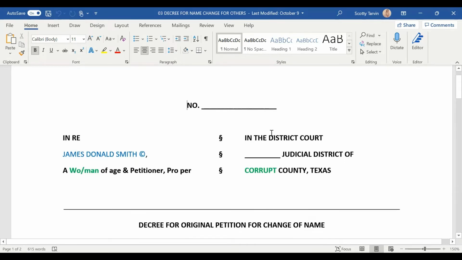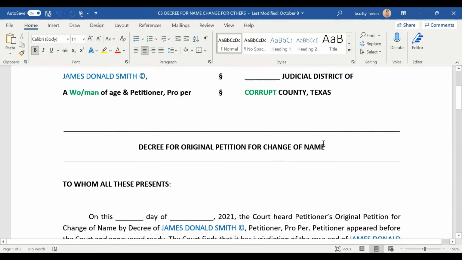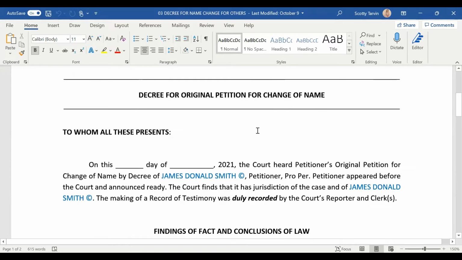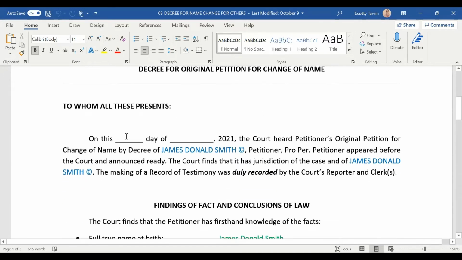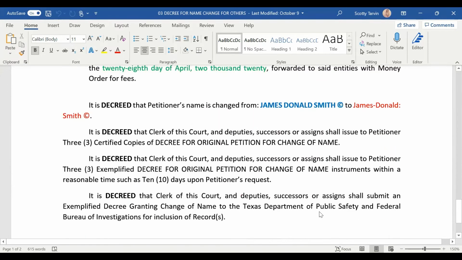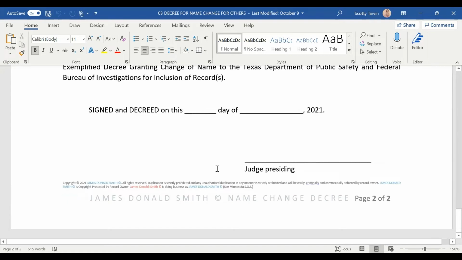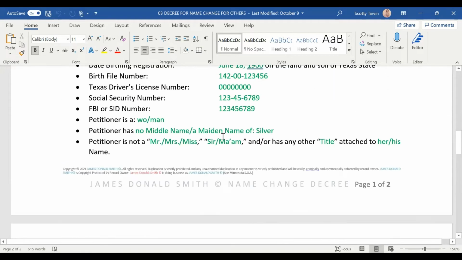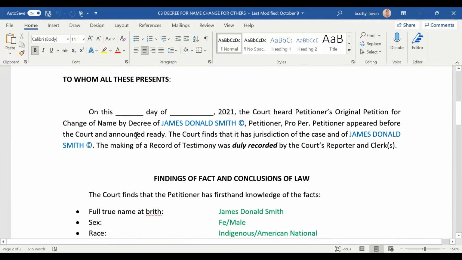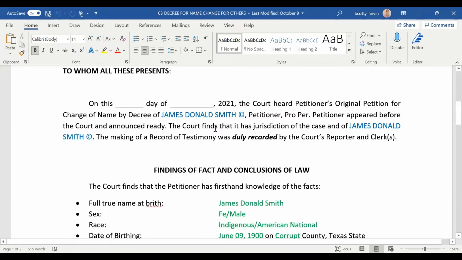They're going to assign the court. Both of mine have been in the 311th, Harris County. The decree for original petition of change of name, and they're going to leave this blank, because when the judge signs it down here, it'll all be dated. So just leave this blank.